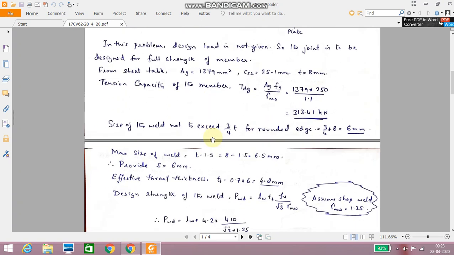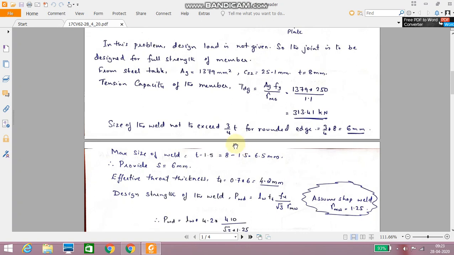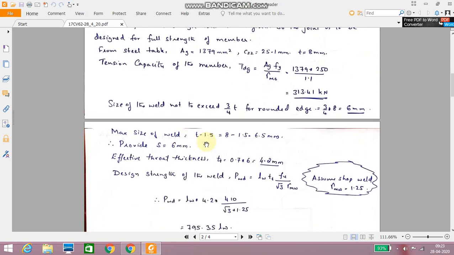Similarly, now my aim is to find out the size of the weld. So for rounded edge, usually angle section will have a rounded edge. So especially for rounded edge, the size of the weld should not exceed 3/4 of the thickness. So 3/4 into 8 mm, that is 6 mm. However, maximum size of the weld is total thickness minus 1.5 mm. This is standard, so it works out to be 6.5 mm. Therefore, you provide size of the weld equal to 6 mm. So 6 mm is the size of the weld we have provided.